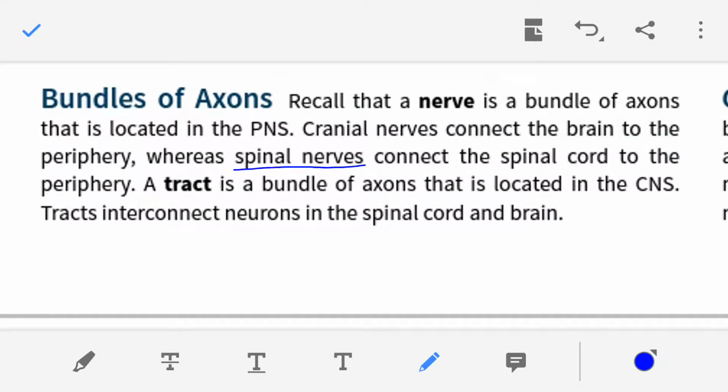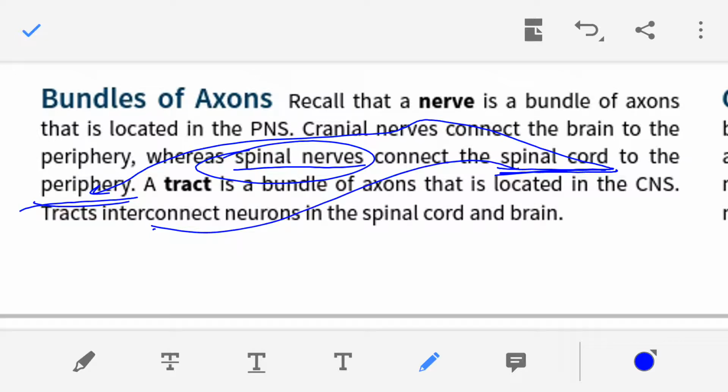Okay, then the spinal nerves. So the spinal nerve acts as the connecting link between the spinal cord and periphery. Periphery means the body organs or the body tissues. And the spinal cord is connected with this spinal nerve. So the nerve impulse from the spinal cord propagates to the periphery, or from peripheral body organs the nerve impulse reaches the spinal cord.